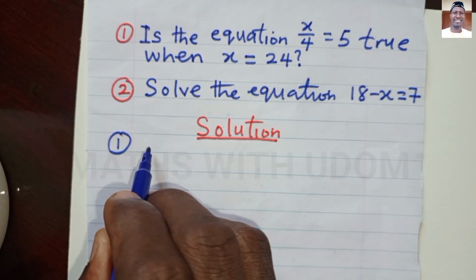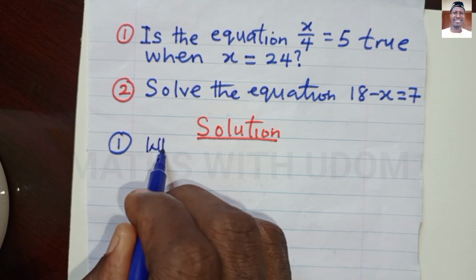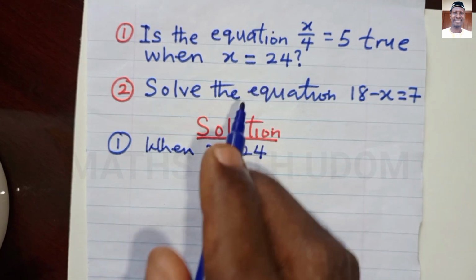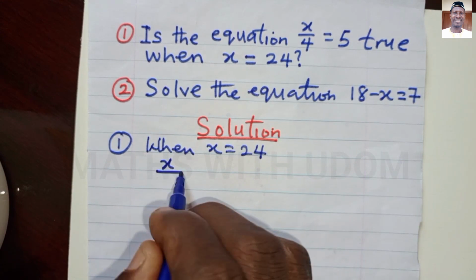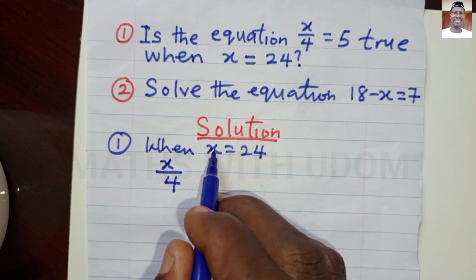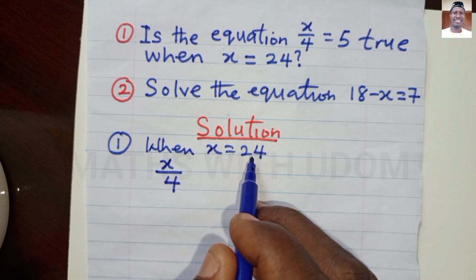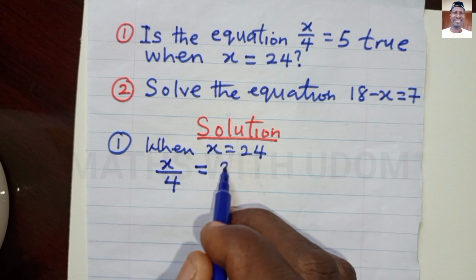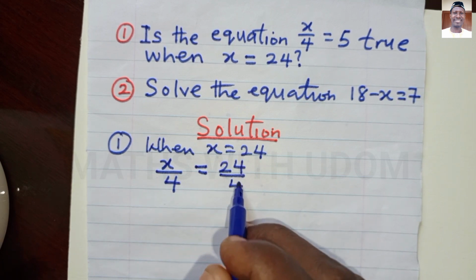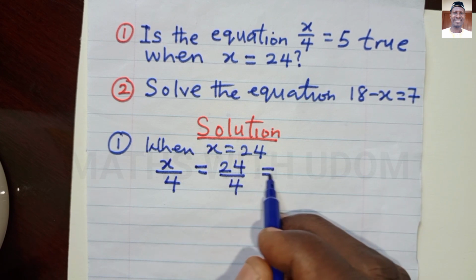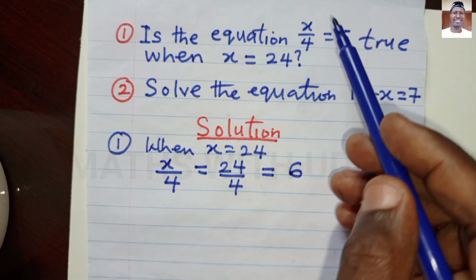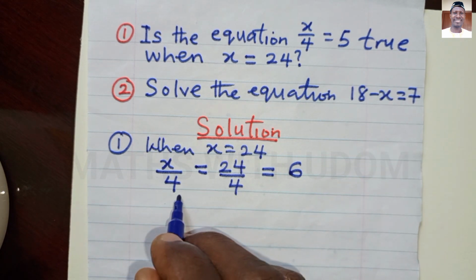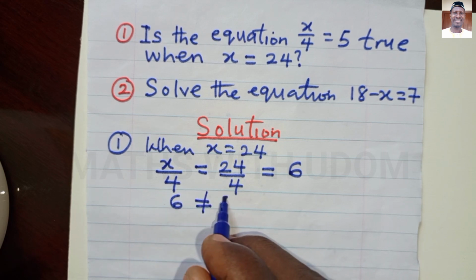All right. Now we have x equal to 24 from this question. What is the expression? We have x divided by 4. Anywhere we see x, we substitute the value of x as 24. So I replace this x with 24 divided by the 4 here. And 24 divided by 4 is equal to 6. So x divided by 4 gives me 6, which is not equal to the right-hand side. So 6 is not equal to 5.